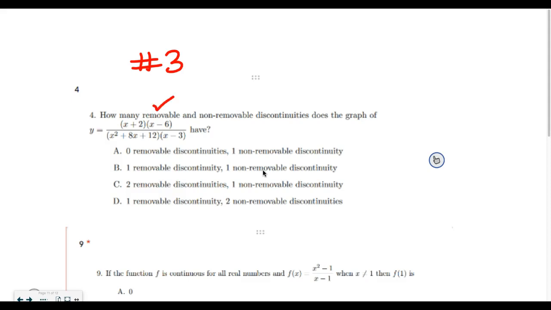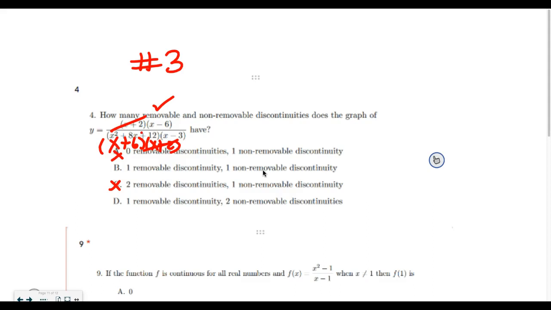Well, for a removable discontinuity, we have cancellation that happens. So the first thing you need to do is factor this denominator to see if we have anything that cancels. And we'll see that x plus 2 cancels. What that means is that x equals -2, there's a hole in the graph and a removable discontinuity. So we have one removable discontinuity.